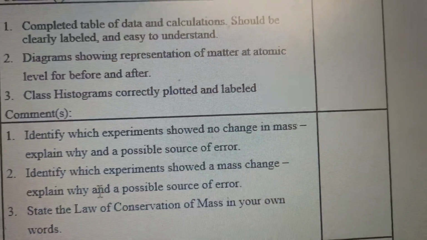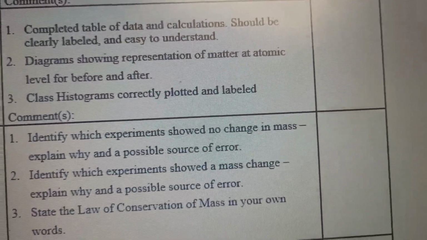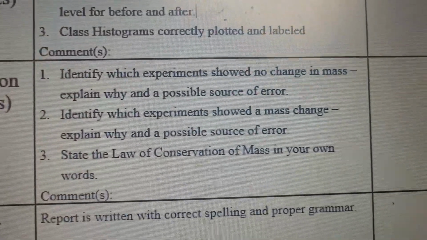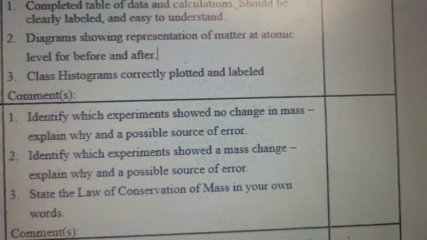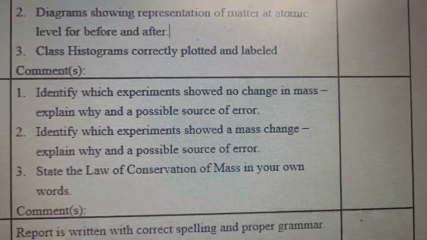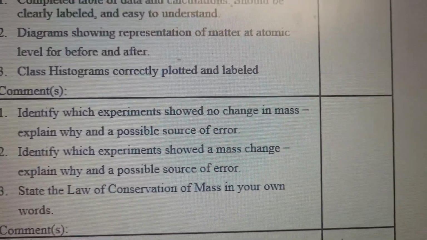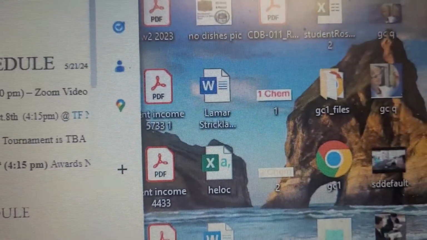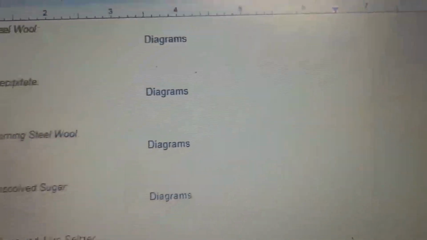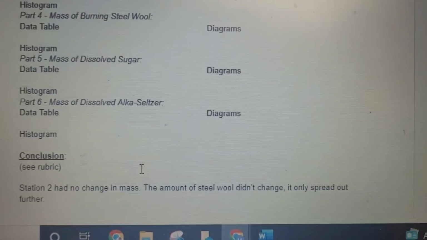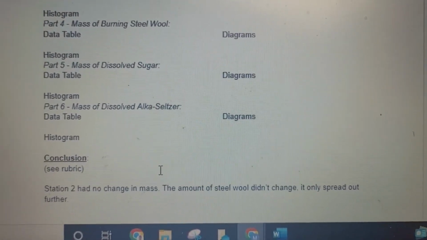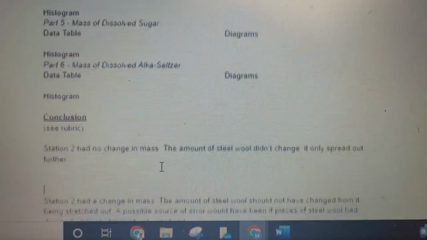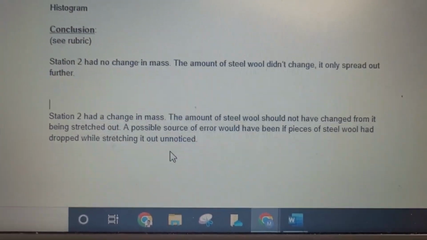So if you got a change of mass where you should not have, then I want you to tell me a possible source of error for that data, okay? And I'm not saying if you individually got that. Remember, we're looking at our group data. So if we go back over here, let's say that station 2, let's say that most groups had a change in mass for station 2. Let's say you're in a class where there were a lot of mistakes. That's fine. You're going to say this instead.